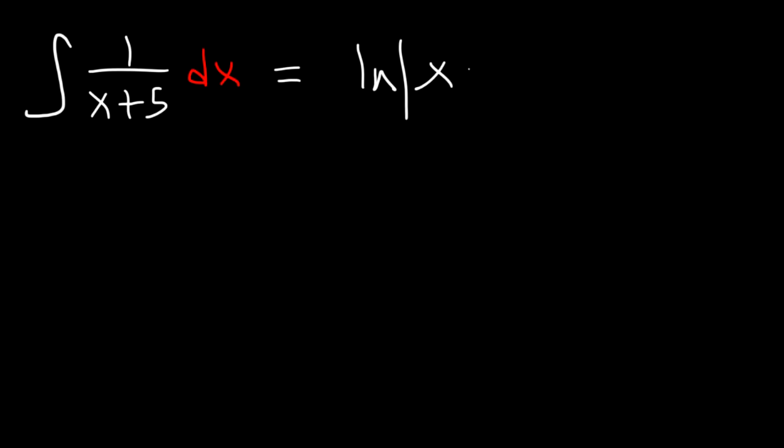Here's another example. What about the antiderivative of 1 over x plus 5 dx? What do you think we need to do for this problem? Well, this is equal to the natural log of x plus 5 plus c. Now you can prove it using u-substitution. So let's go ahead and do that.